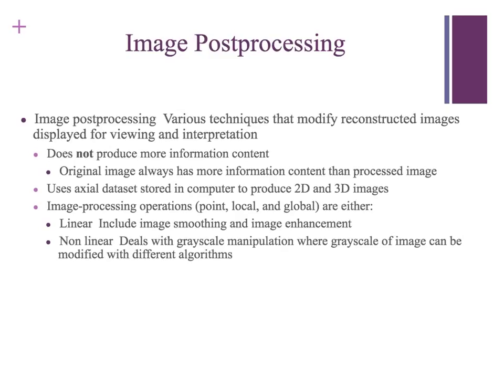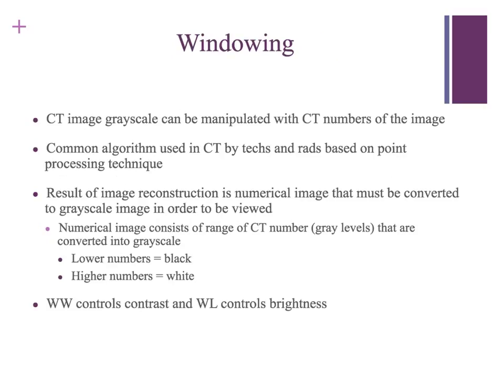Image processing operations such as point, local, and global are either linear, and they also can be nonlinear. The linear includes image smoothing and image enhancement, and the nonlinear deals with grayscale manipulation, where the grayscale of the image can be modified with different algorithms. A common algorithm used in CT by techs and by RADs is based on a point processing technique, and this is called grayscale mapping. This is also known as windowing.